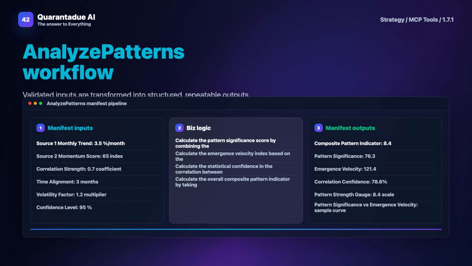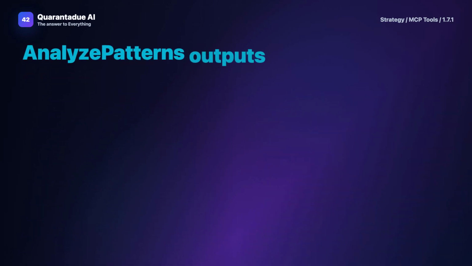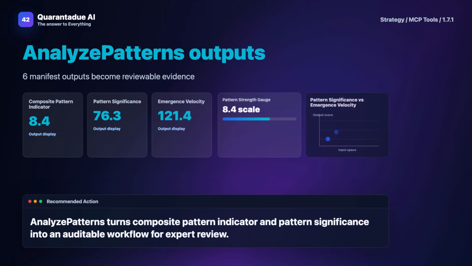Calculate the statistical confidence in the correlation between sources by adjusting the correlation strength for the selected confidence level and volatility factor. And calculate the overall composite pattern indicator by taking the geometric mean of the normalized significance score, emergence velocity index, and correlation confidence percentage scaled to a 0-10 range. This keeps the process deterministic, reviewable, and aligned with how strategy teams actually make decisions.